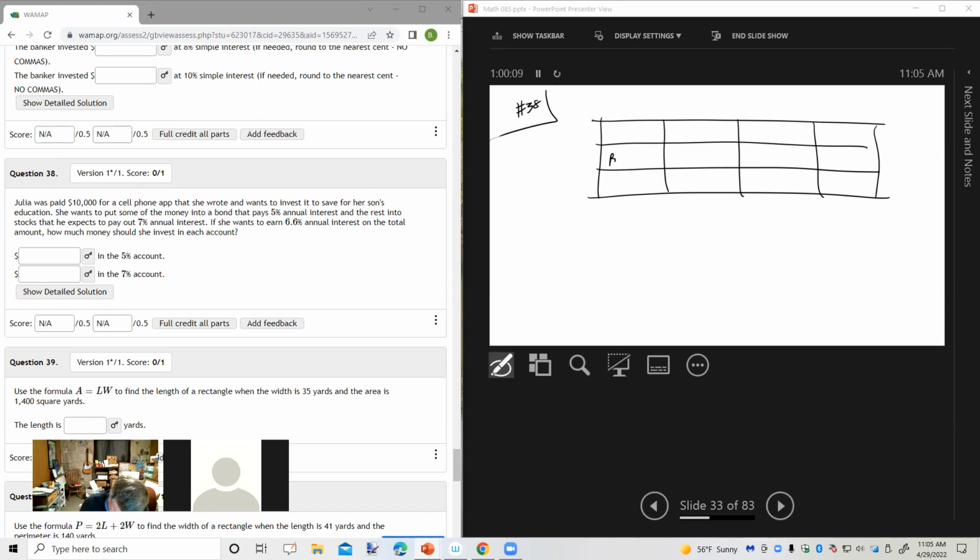Bonds and stocks. So bond is the first one, and that's the 5%. And stocks, that's the second one, and that's the 7%. So she has a total of $10,000. Let's say this represents $10,000, and I'm going to invest part of it at 5% and part of it at 7%. If the whole thing is $10,000, let's say that I invest X.